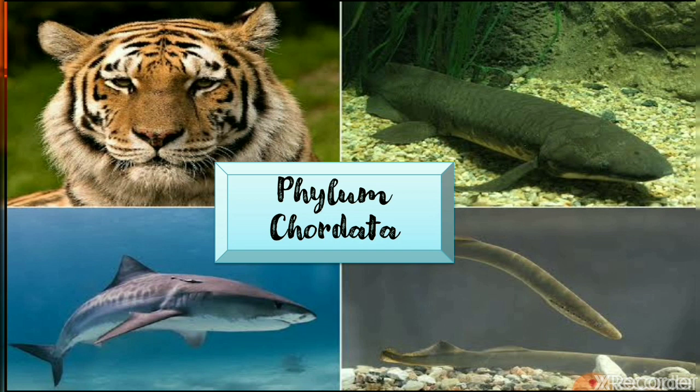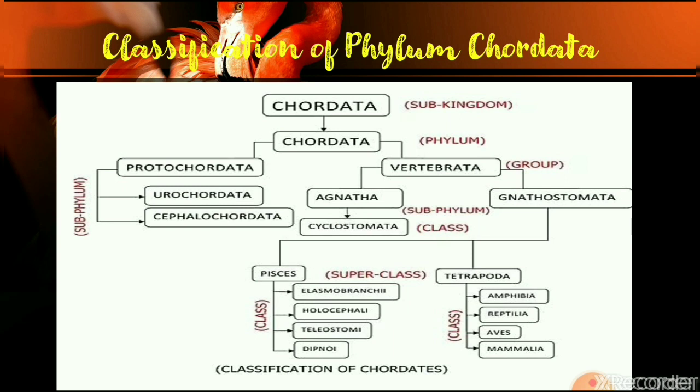Now, moving on to the next. The next phylum is phylum Chordata. Phylum Chordata is further divided into two groups, Protochordata and Vertebrata. It is the group of most developed animals. They contain a well-developed nerve cord or notochord at any stage of their life. Hence, they are known as chordata.